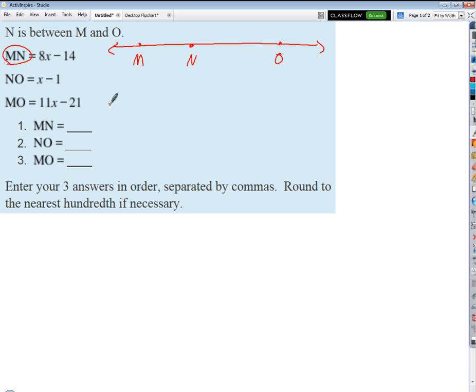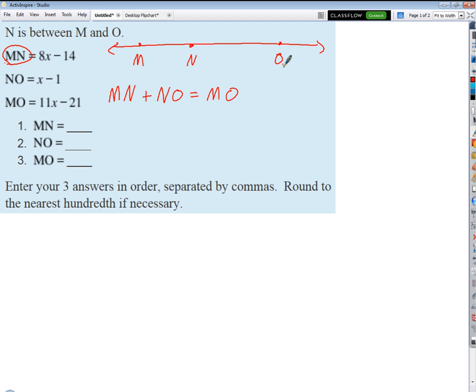The segment addition postulate tells us that the length of segment MN plus the length of segment NO equals the length of segment MO. Perfect, right? That's it. So this length plus that length equals the whole thing. It makes sense, right? That's the segment addition postulate. If N is between points M and O, then that always has to be true, right? So that's the geometry relationship.